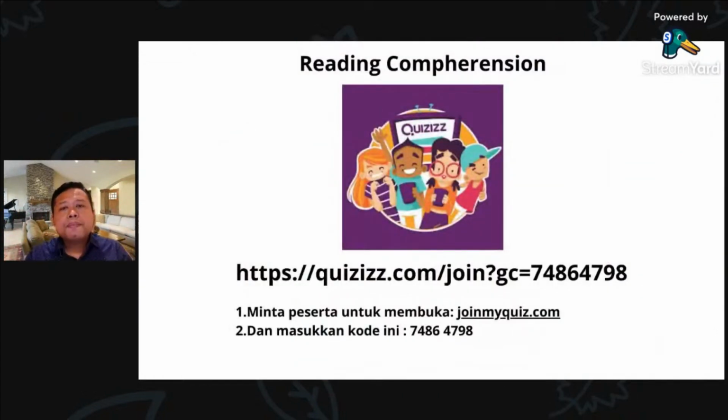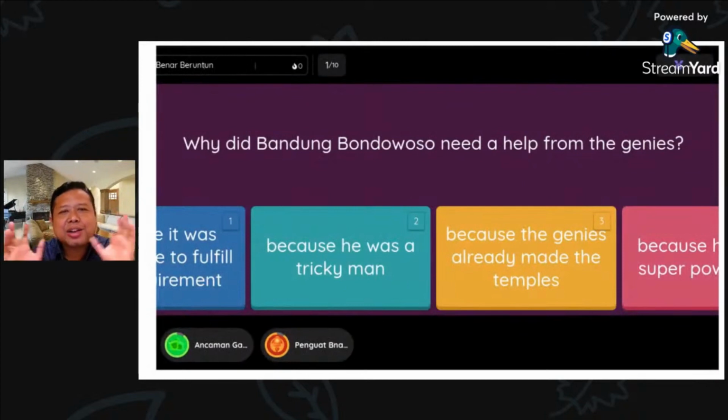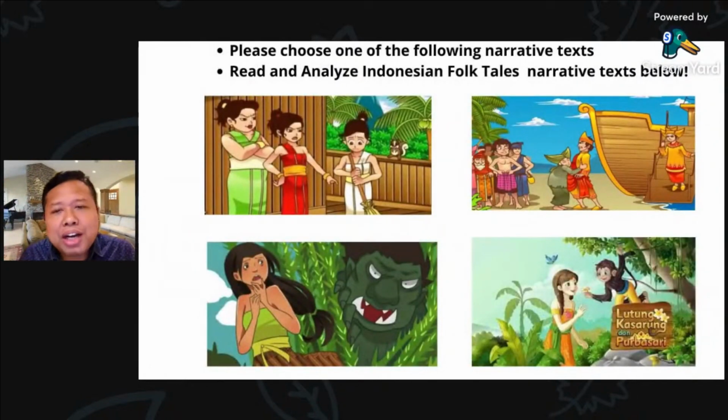Next I have an assignment about reading comprehension. Please open your mobile phone and do the quiz on quizizz.com. Just put in the code. Then I have already checked the reading comprehension answers. Thank you very much. Okay, this is the question. The highest score was got by Johnny. You are excellent. You are in first rank. Thank you very much. Now our next activity.